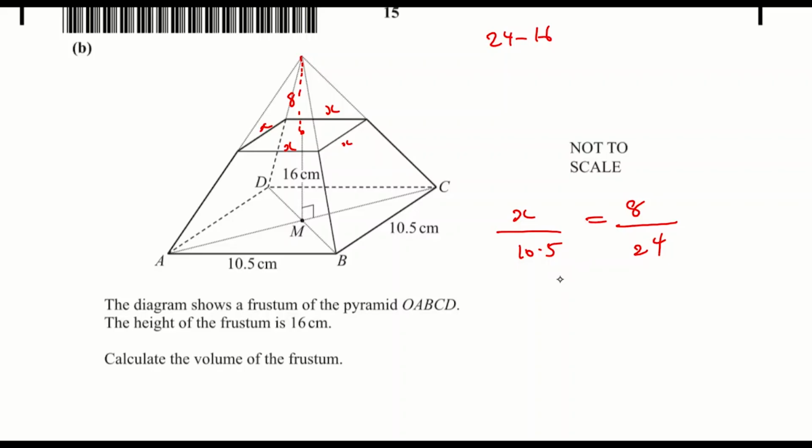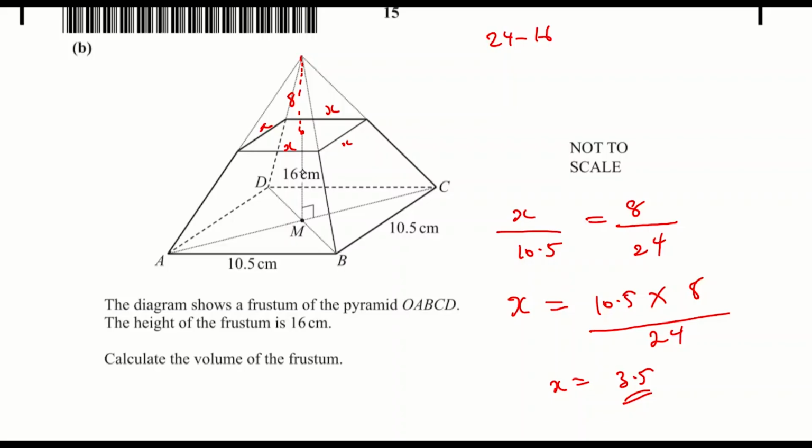Okay, so let's cross multiply and simplify this. If you cross multiply and solve for x, the value of x equals 10.5 multiplied by 8 divided by 24. So the value of x equals 3.5. Now that we know the value of x, each side of the base of the smaller prism is 3.5 centimeters.